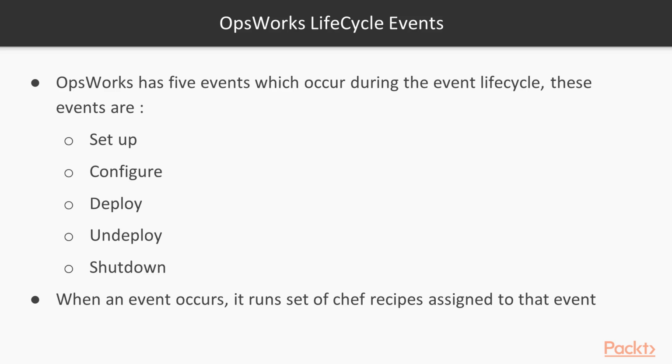Now, generally, OpsWorks has 5 events that occur during its entire life cycle, and these events are setup, configure, deploy, undeploy, and shutdown. With each of the events which are part of the OpsWorks lifecycle, we can associate a specific Chef cookbook recipe. So before we go ahead and understand what each of these means, let me quickly show you where you can actually see all of these events.